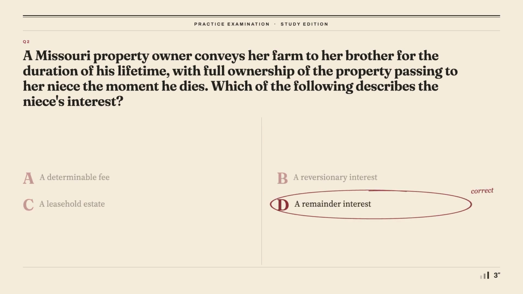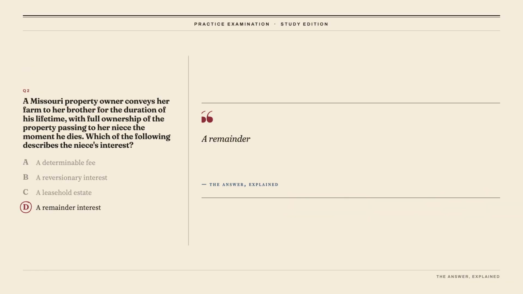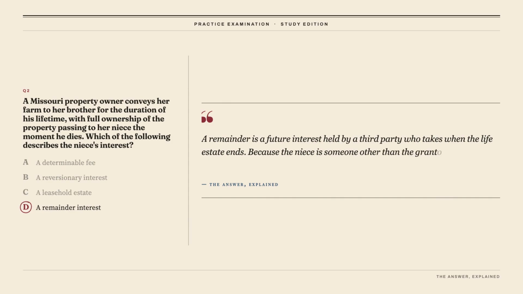The correct answer is D. A remainder interest. D is correct because a remainder is a future interest held by a third party who takes when the life estate ends. Because the niece is someone other than the grantor, her future interest is a remainder rather than a reversion.